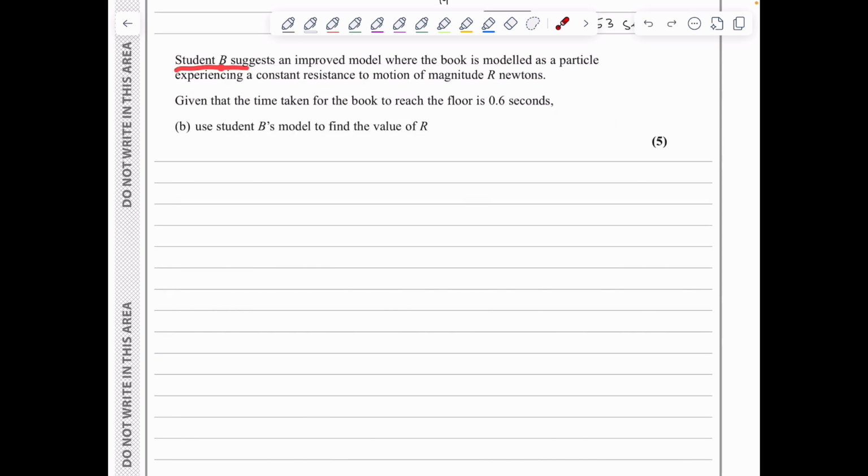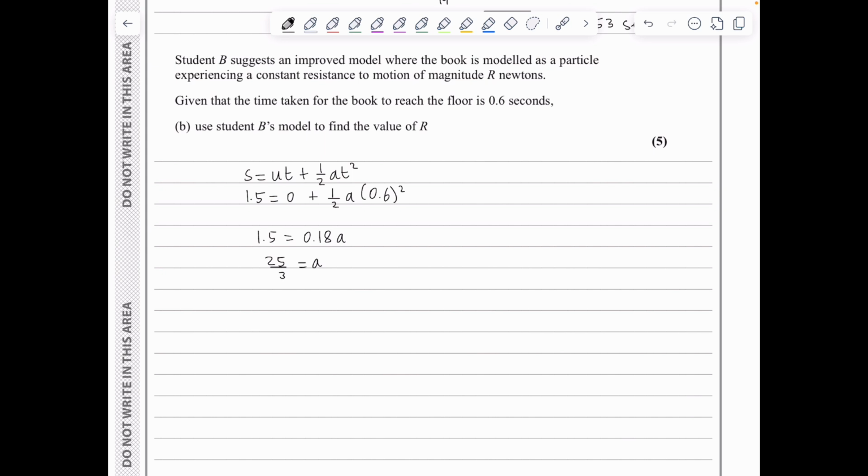We then have student B, who is suggesting an improved model where the book is modeled as a particle experiencing a resistive force of magnitude r newtons. The time taken to reach the floor is now 0.6 seconds, and we need to use this model to find the value of r. I will start again with s equals ut plus a half at squared. The distance covered is still 1.5. The initial speed is 0, and we've got a half times a times 0.6 squared. This leads to 1.5 is equal to 0.18a, and if we divide both sides by 0.18, we get 25 over 3 to be the acceleration.